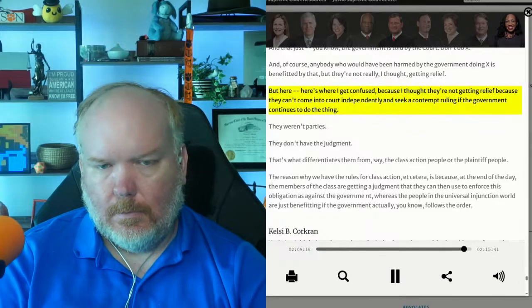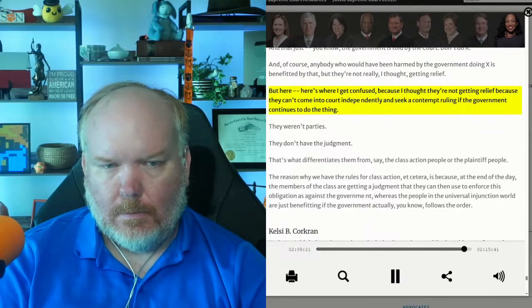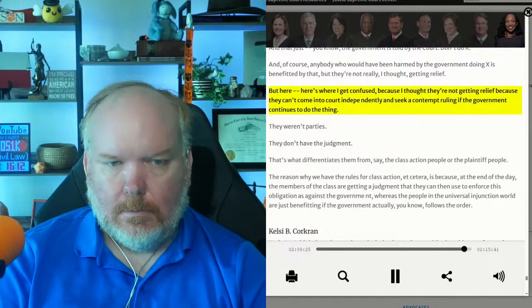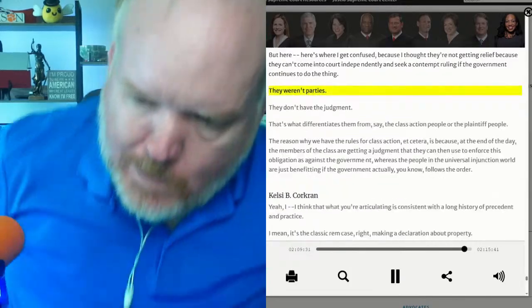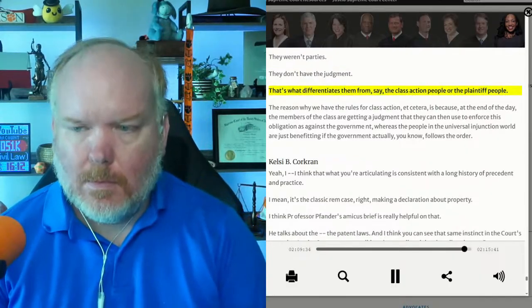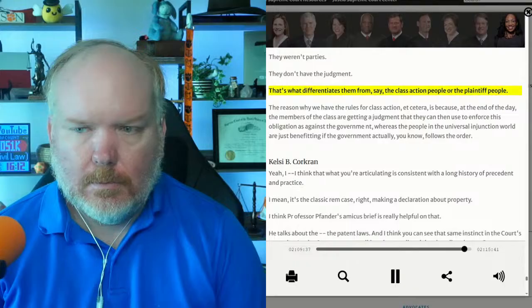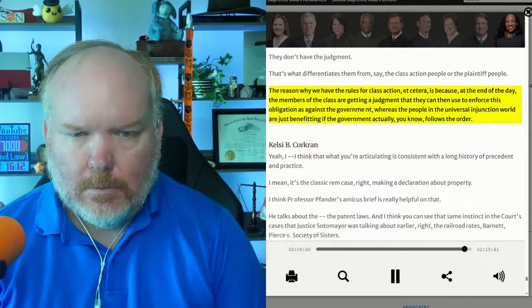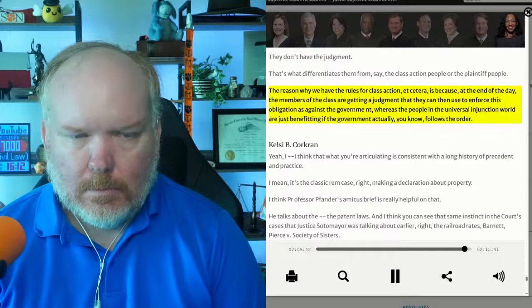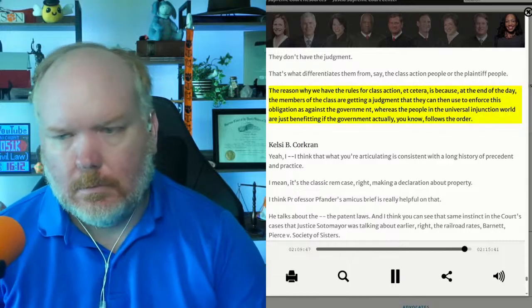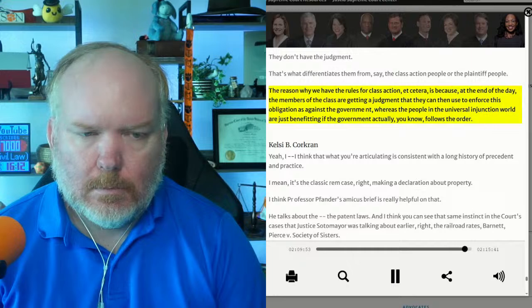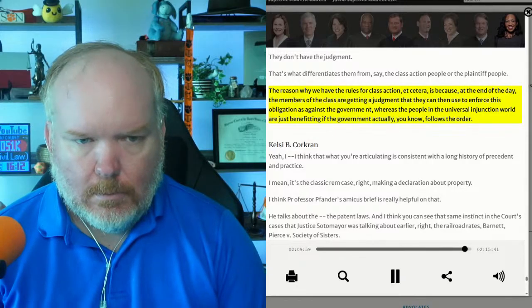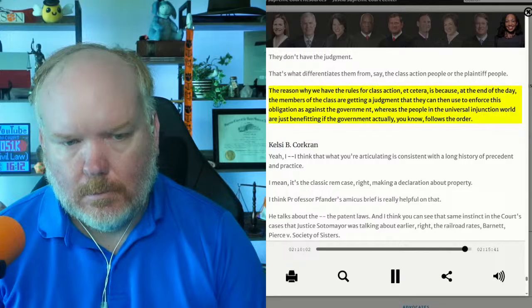But here's where I get confused, because I thought they're not getting relief because they can't come into court independently and seek a contempt ruling if the government continues to do the thing. They weren't parties. They don't have the judgment. That's what differentiates them from, say, the class action people or the plaintiff people. The reason why we have the rules for class action, et cetera, is because at the end of the day, the members of the class are getting a judgment that they can then use to enforce this obligation as against the government, whereas the people in the universal injunction world are just benefiting if the government actually follows the order.